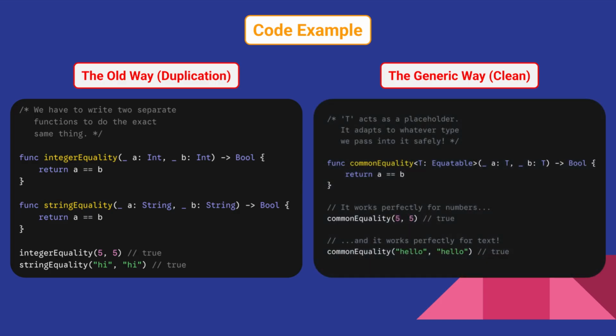On the right side, the generic approach solves this perfectly without losing compiler safety. The letter T, inside the angle brackets, acts as a placeholder. Notice that we also added a constraint called equatable. This tells Swift to only allow data types that actually support being compared with an equal sign. Because we use that exact same T for both parameters, Swift strictly enforces that input A and input B must be the same type. Under the hood, Swift looks at our inputs and automatically replaces the T with an integer or a string during compilation, giving us one clean, crash-free function.